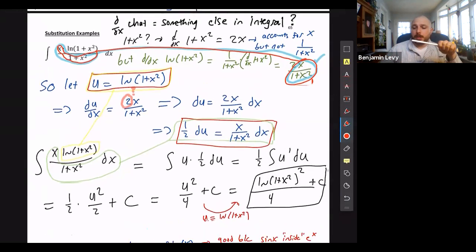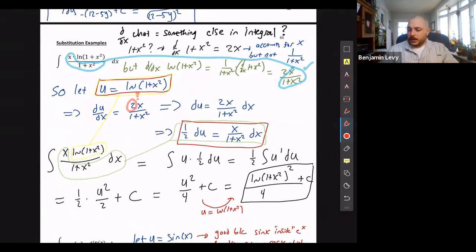And what I was trying to show at the top was, in this part, why it's not 1 plus x squared. Because when you take the derivative of 1 plus x squared, you only get 2x. And so it doesn't account for the bottom part of that fraction at all. Okay.